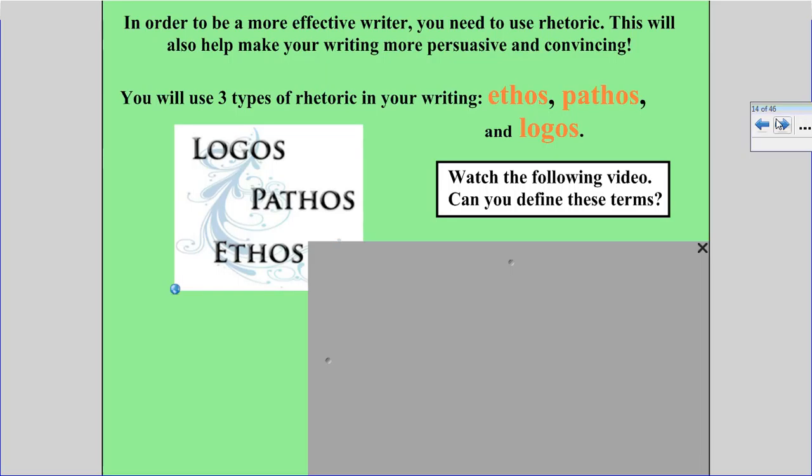You will use three types of rhetoric in your writing. You will use ethos, you will use pathos, and you will also use logos. You're going to watch a video that's going to define these terms for us. This will help build your background knowledge about these three types of rhetoric.